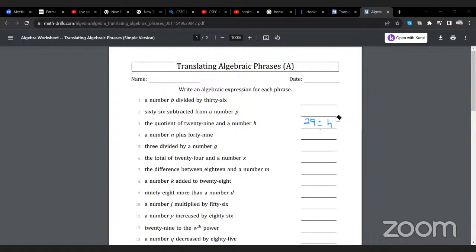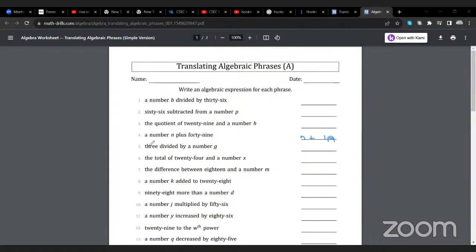Let's look at number 4. Who's going to take number 4? N plus 49. A number n plus 49. That's correct. Good. Very good. So n plus 49. Not bad.